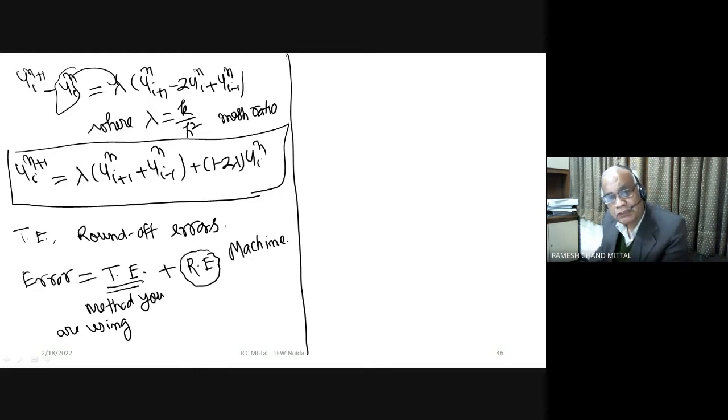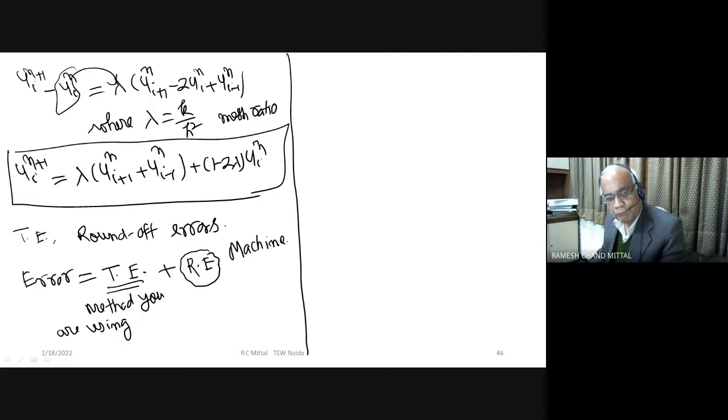Machine, due to machine, because some machines have more accuracy and some have lesser accuracy. As you might have seen, when you do some computation in single precision, you get very high error. But the moment you go to double precision, your error becomes less because of the accuracy and the round off errors. So friends, you have two kinds of error. The truncation error is because of the method which you have selected. And round off error is because of the machine or the calculator which you are going to use.